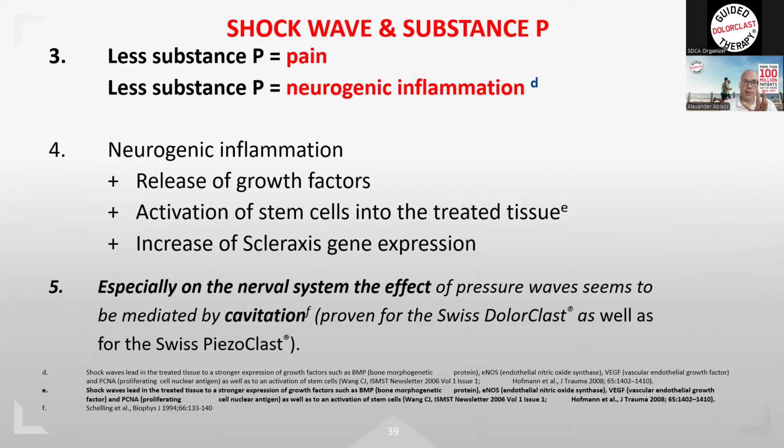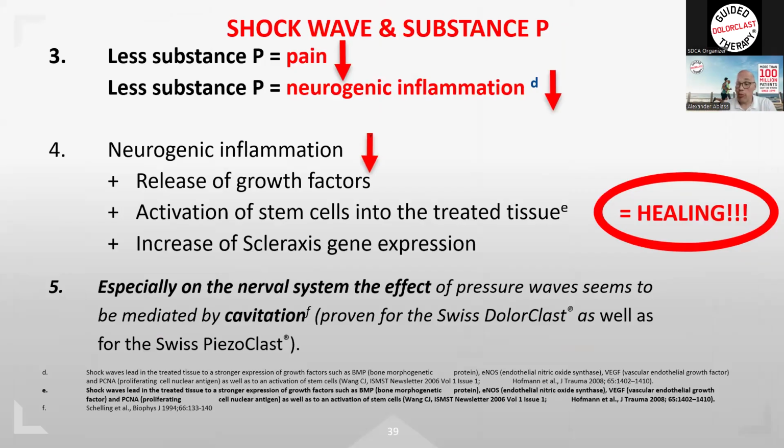So less substance P, pain is going down. If we have less substance P, the neurogenic inflammation is going down. And now, if this neurogenic inflammation is gone, then we get the release of growth factors, the activation of stem cells in the treated tissue, the increase of scleraxis for tendon repair. And then, basically, we get the proper healing.